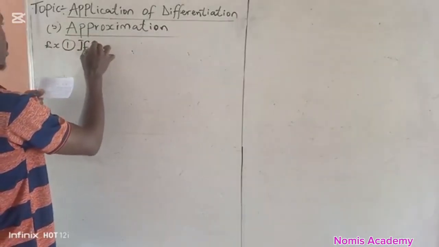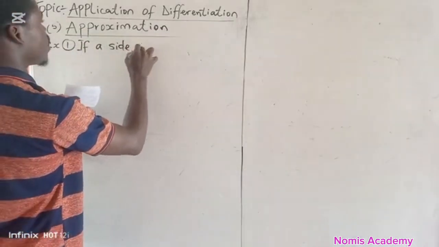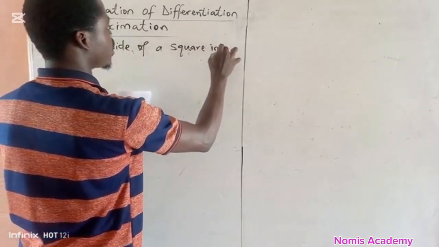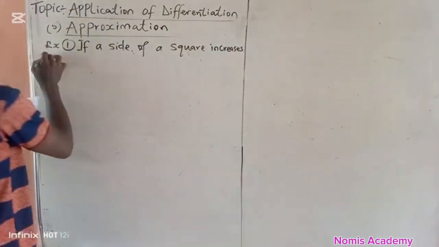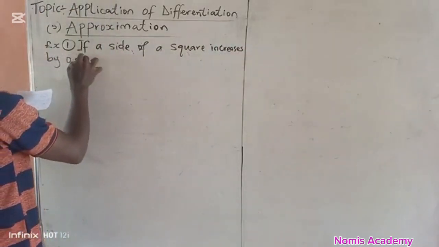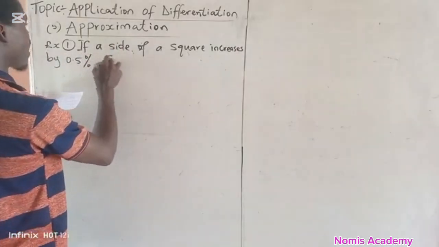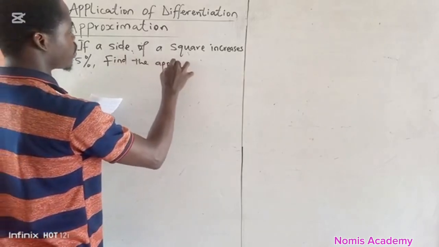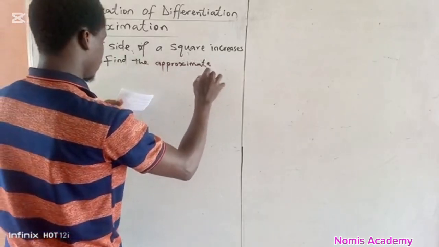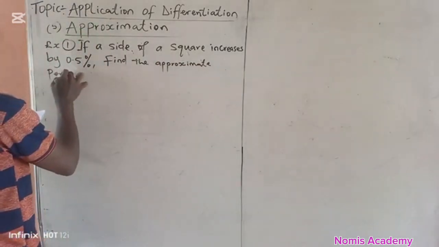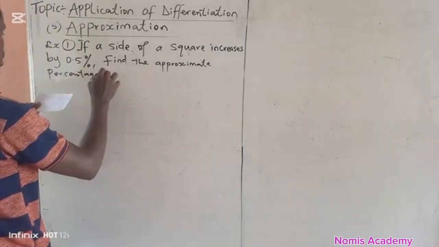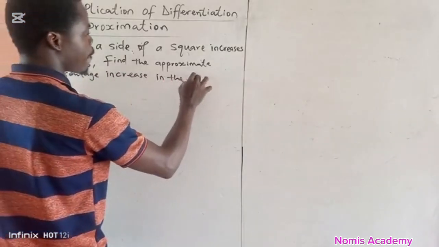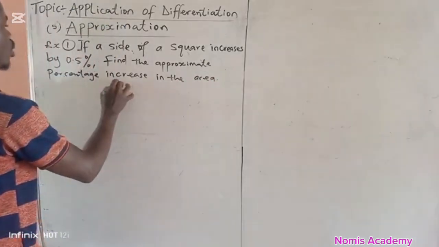If a side of a square increases by 0.5%, find the approximate percentage increase in the area. Alright, solution.